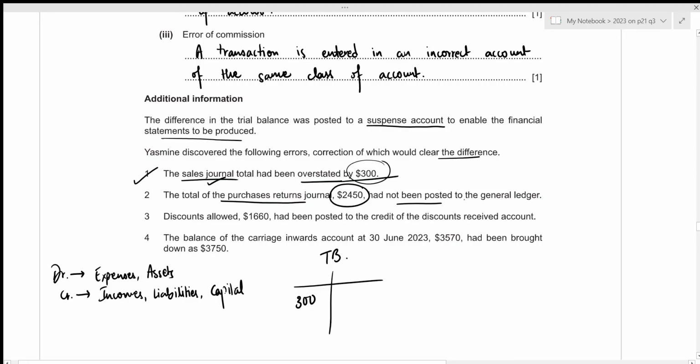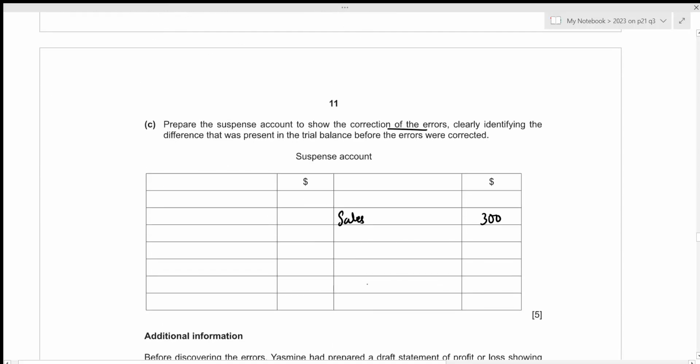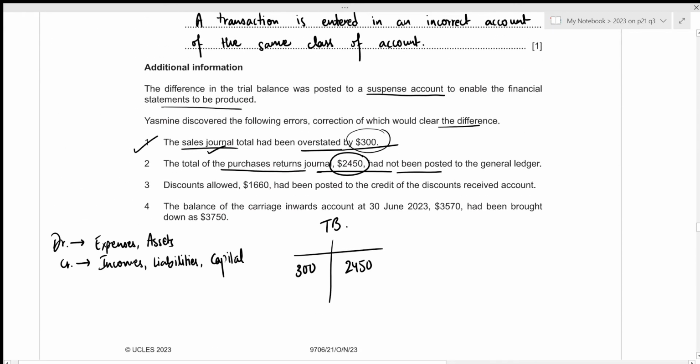And since we have not posted it to the general ledger previously, this amount would not be reflected within our trial balance, which is why we now need to enter it on the correct side of purchases returns. So the correction of this error within our trial balance would be 2450 on the credit side. Now, if we have to make the same correction within our suspense account, we just need to post this amount of 2450 on the opposite side. So that will be on the debit side within our suspense account. We can write it under the heading of purchases returns. So that's 2450 as purchases returns. That's the rectification of the second error.